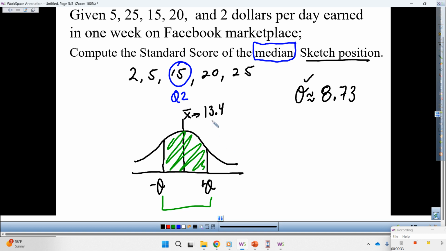So, 8.73 above should be at 22.13. Is that correct? And then 13.4 minus 8.73, we are at 4.67. Is my computation correct? Let's go!